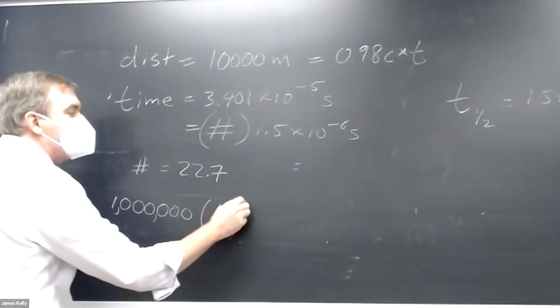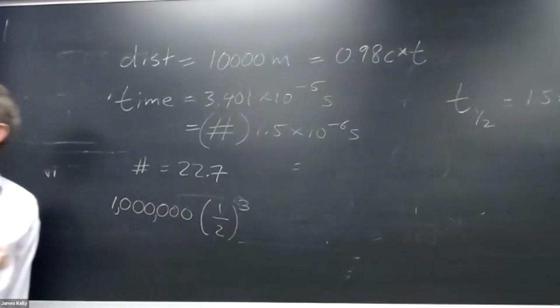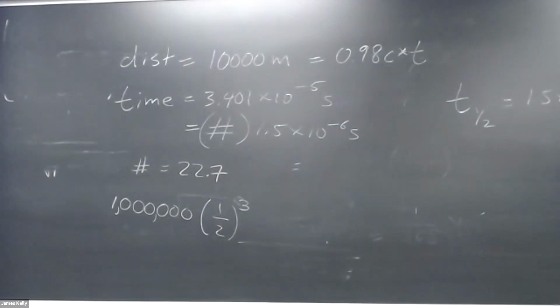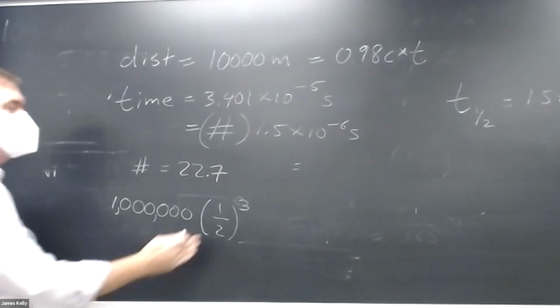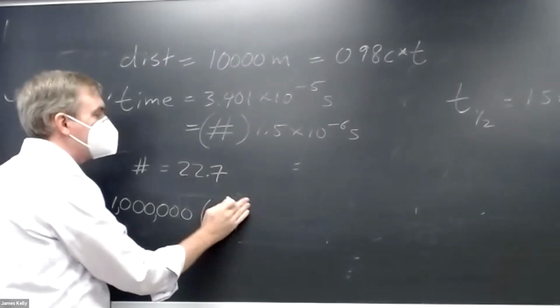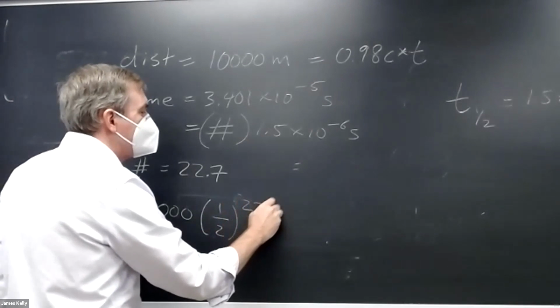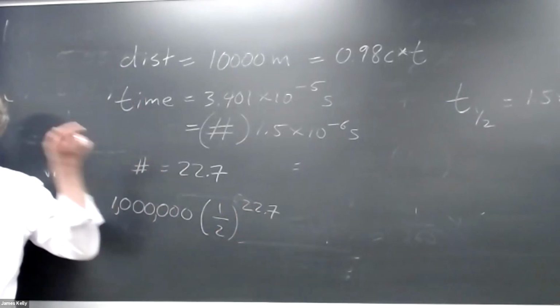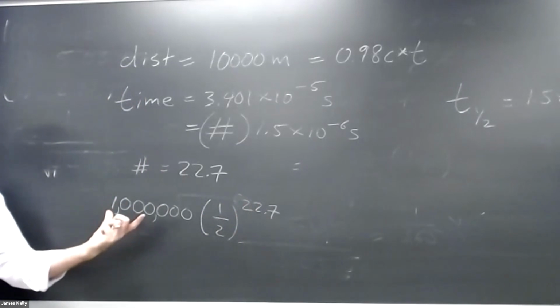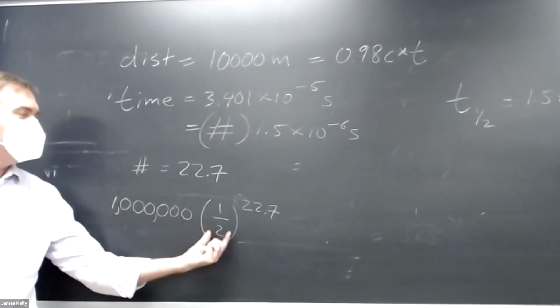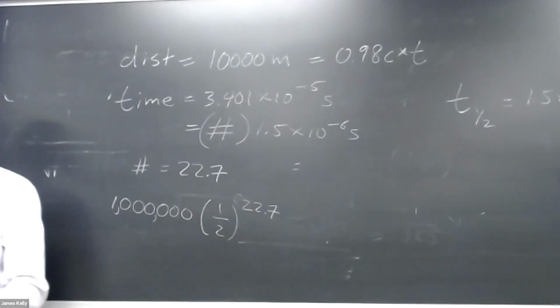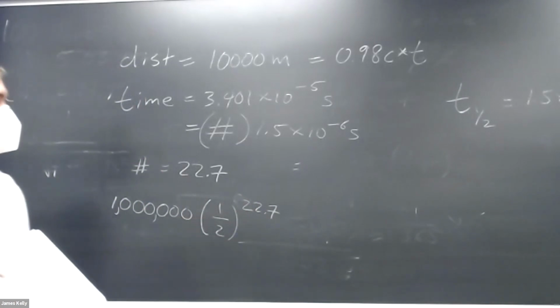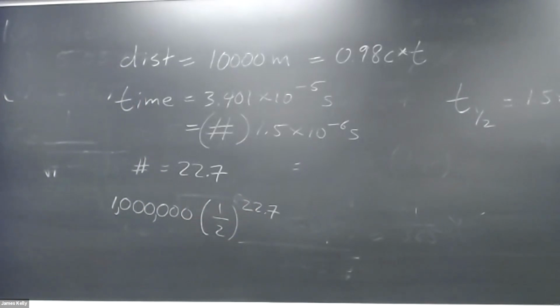If it were 3 half-lives, we'd have to multiply by another factor of 1/2. So I put a 3 up there. If 22.7 half-lives elapse, what number do I put up here? 22.7. Now, you could do this in your calculator as long as you know how to raise something to a power, right? We can do 1,000,000 times 1/2 with that little raise to the power symbol in your calculator, 22.7, and see what the result is.